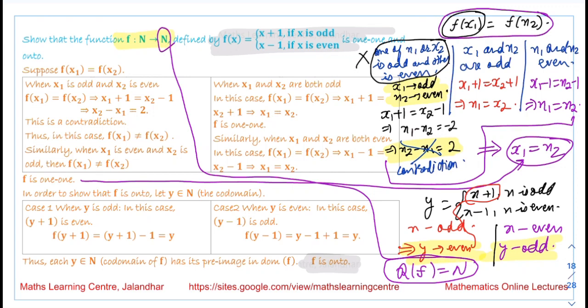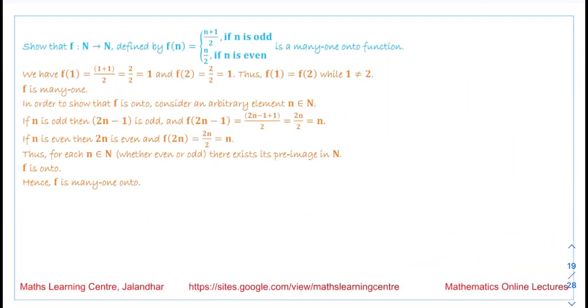Now the next question we have is that the function f is given to us. It is f from N to N, and it is defined as f(n) is equal to (n plus 1) by 2 if n is odd, and n by 2 if n is even. Now we have to show that this function is many-one onto. So if we try to write the range of this function, the domain of this function is N. So we are writing the value of f(1).